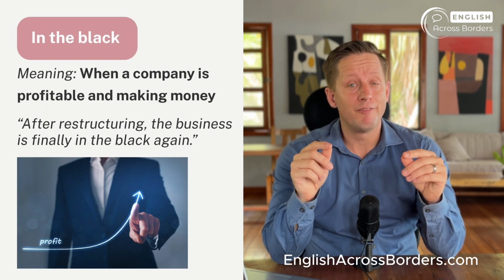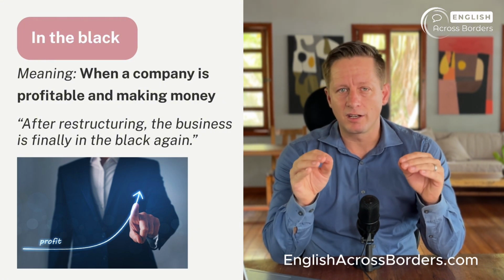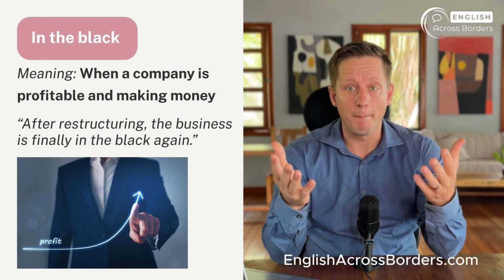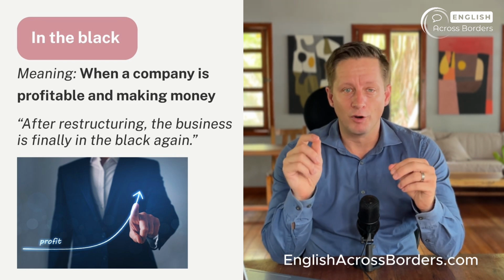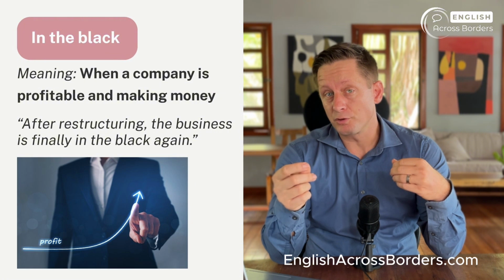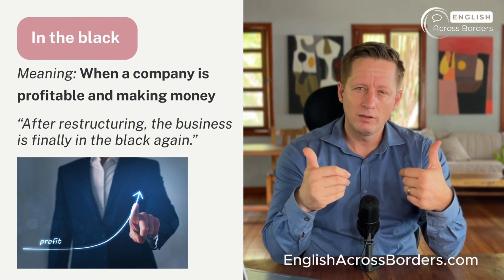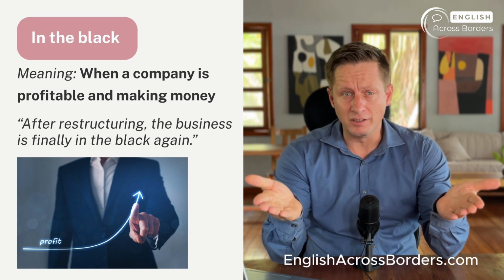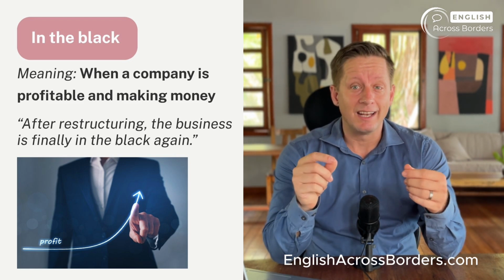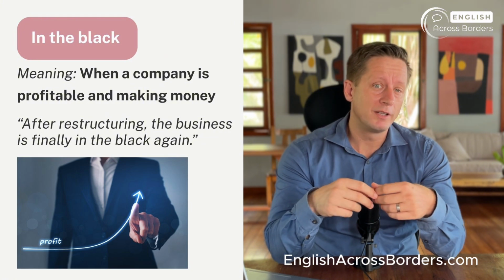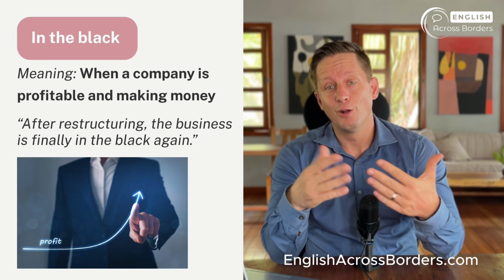Next, we've got a very common financial idiom, in the black. It means the company is profitable. It's making money. It makes more money than it spends. For example, after restructuring, the business is finally in the black again. In legal or financial reports, this is a good sign. It means the business is healthy, making money, and likely compliant with its obligations. The opposite would be in the red, which means losing money.